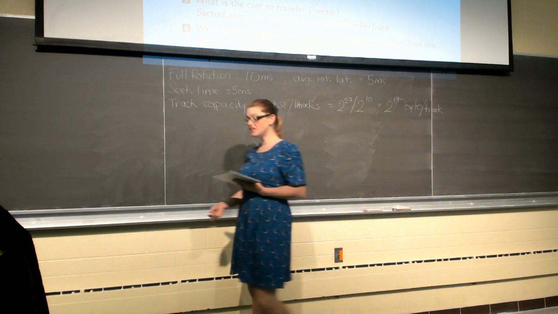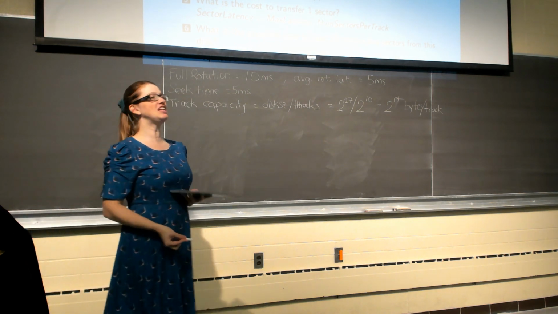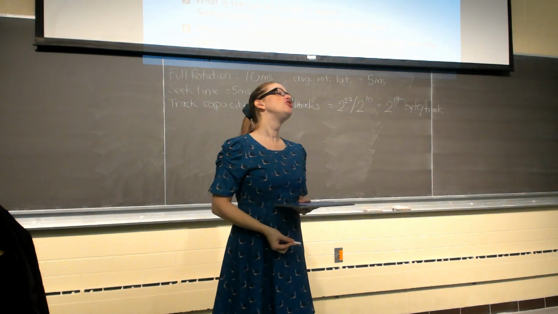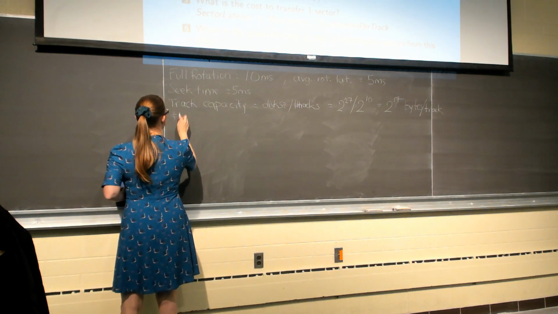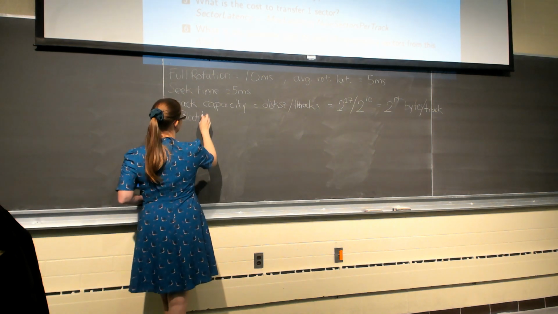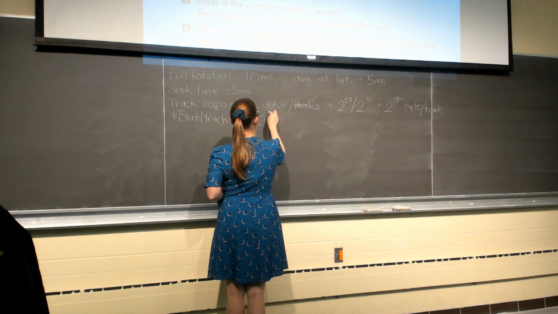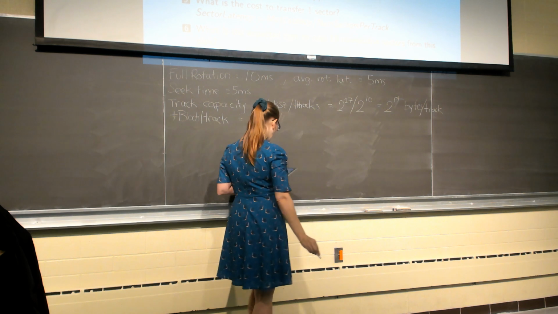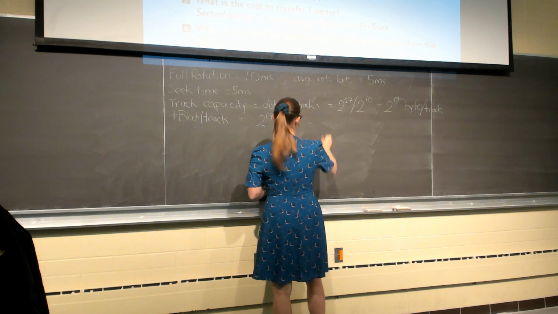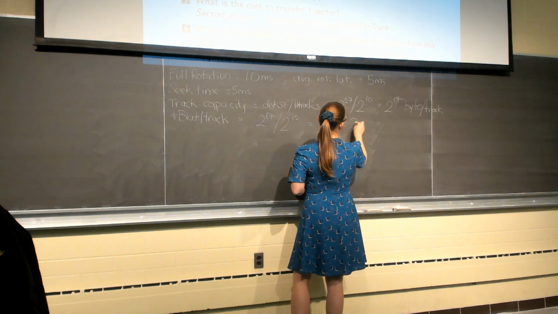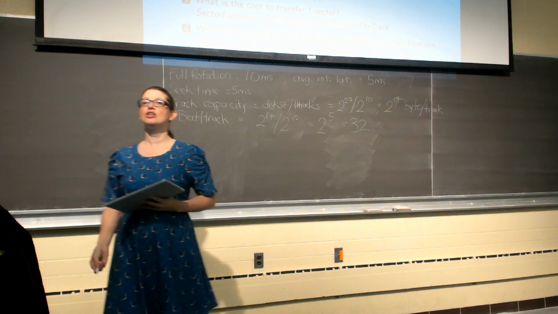So now I need to figure out how many blocks actually fit into this track, because I need to know what percentage of a rotation I need to do to actually read that block. So the number of blocks per track is the capacity of the track, which is 2 to the 17, divided by the capacity of a block, which is 2 to the 12, which gives me 2 to the 5, which you should all know is 32. So there are 32 blocks for each track.